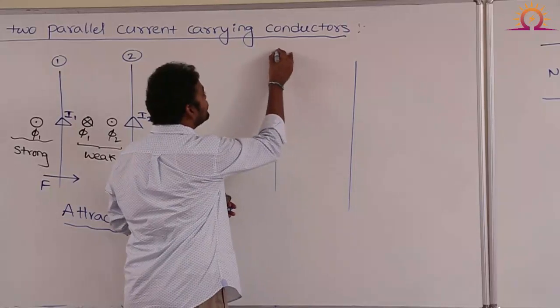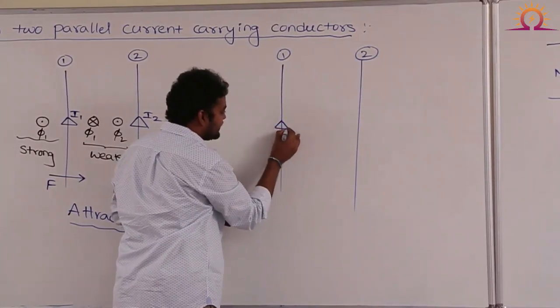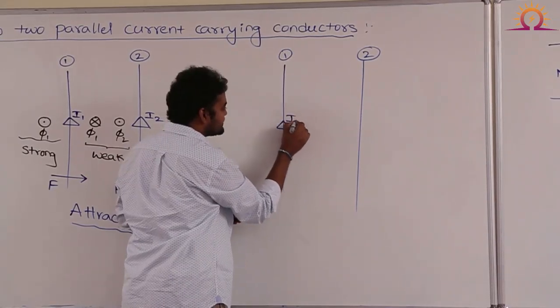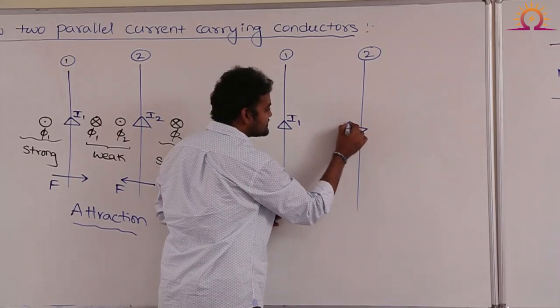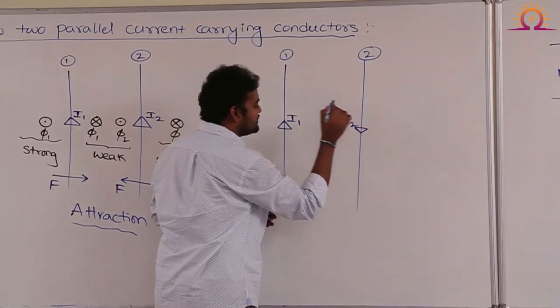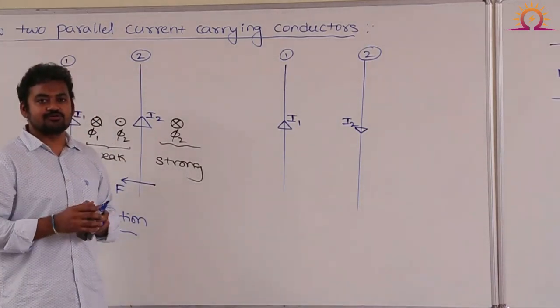Assume these are the two conductors we have. The first conductor is carrying the current in the upward direction. Assume this is I1 magnitude. I am assuming the second conductor is carrying current in the downward direction. This is I2 magnitude. So both conductors are now carrying currents in opposite directions.